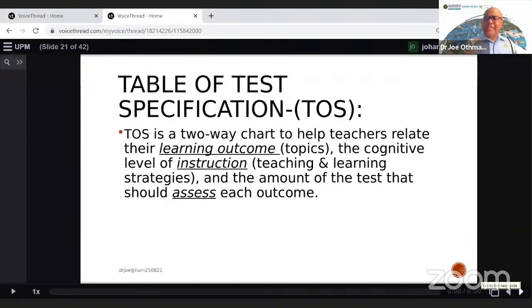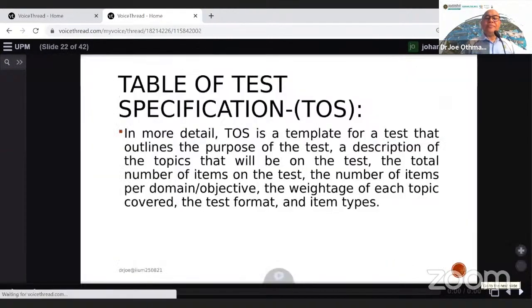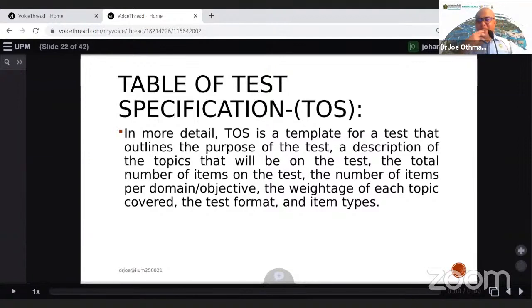That one is not necessarily in the table of test pack, but we'll see later. And the amount of the test that should assess. In other words, how many questions? We start with multiple choice first, but later I'll show you. In more detail, TOS. I just use the word TOS, because to say table of test pack is quite long.